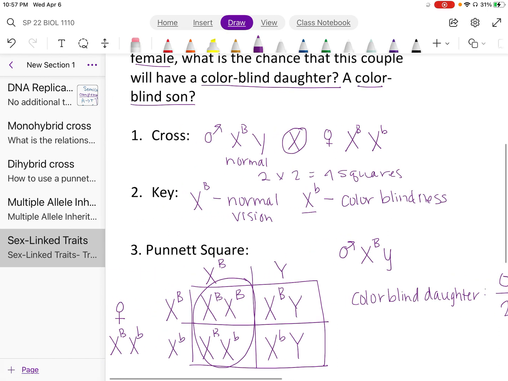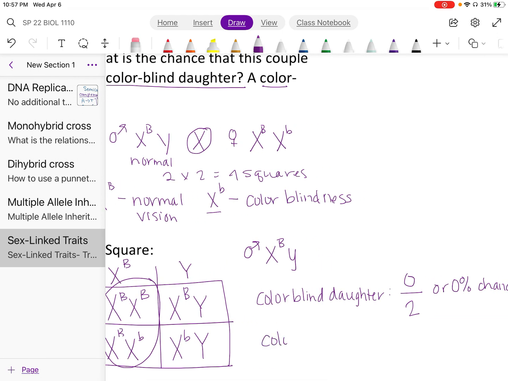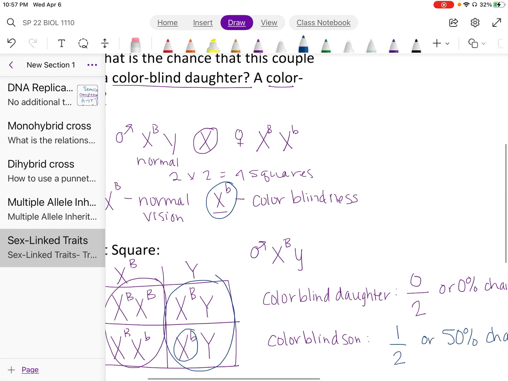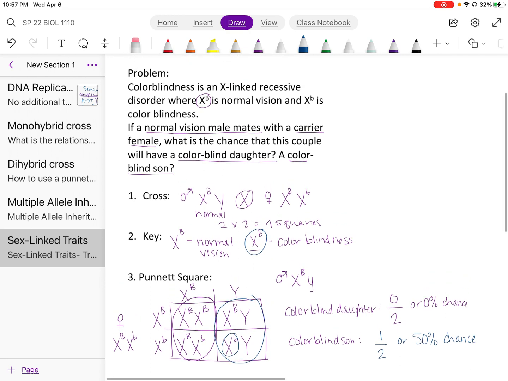The other question is asking for a colorblind son. If we look at a colorblind son, out of this we have 2 sons. Out of the 2 sons, one of them has this recessive allele for color blindness, which we do, so you'll have 1 out of 2, or a 50% chance that you'll have a colorblind son. That's how you would solve this problem.